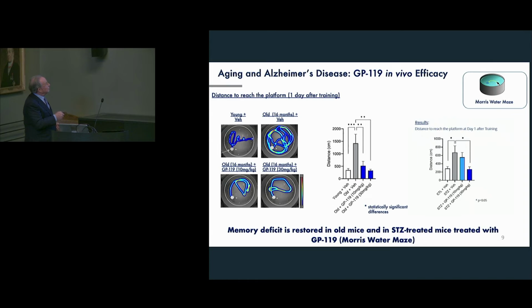This is a classic behavioral test, the Morris water maze. Young mice go very quickly to the platform where it is hidden. And the old mice take a long time because they don't learn. So the distance, long distance meaning you don't learn, short distance you learn. This is in aged mice. And then this is in a model of Alzheimer's, the streptozotocin, also again short distance, it means they do much better.